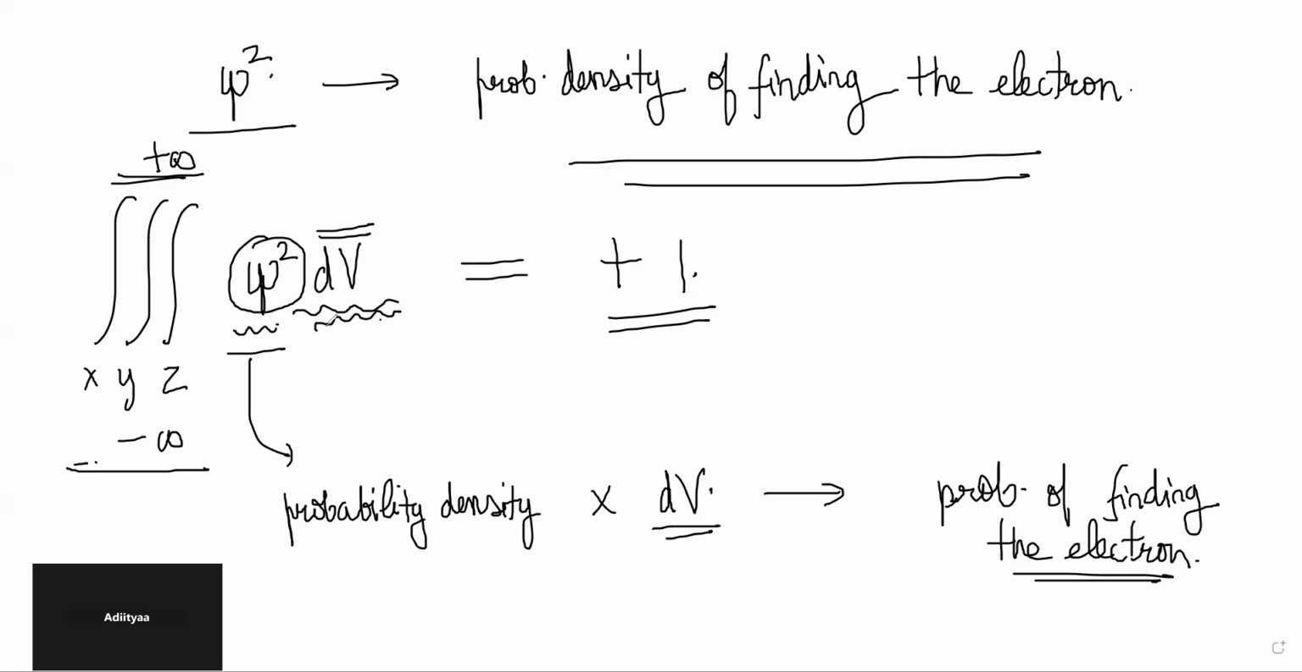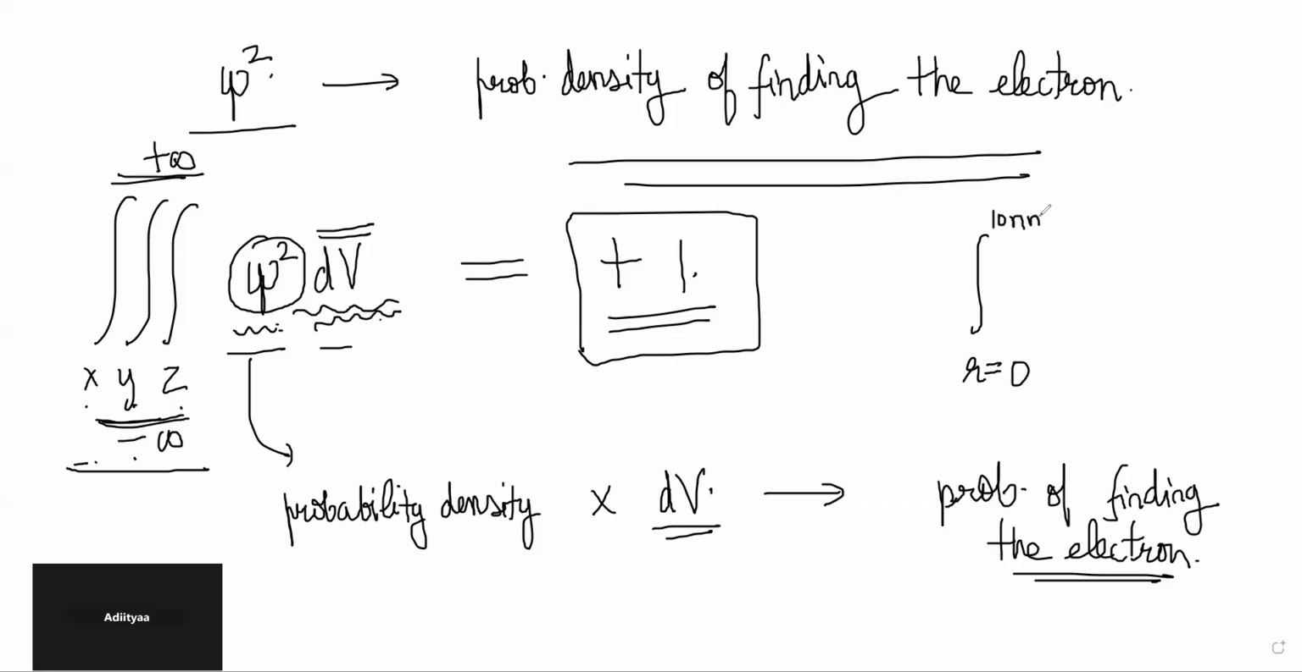And if you integrate that for all possible regions, with x, y, and z going from minus infinity to plus infinity, then the total probability will add up to 1, right? But usually we'll not do such integrations. We'll just worry about, okay, if R goes from 0 to 10 nanometer, and you will have to change it from XYZ to R theta phi. These are called spherical coordinates.